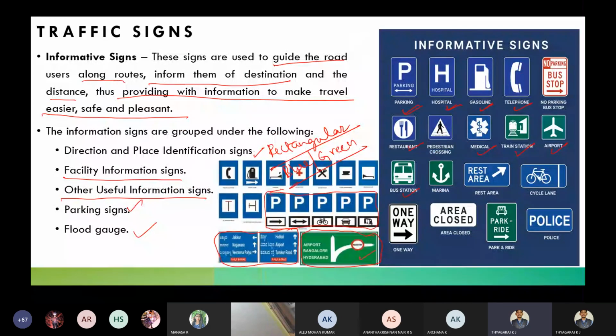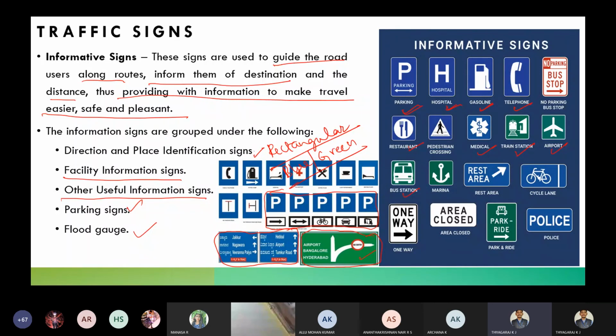These will provide information about the place and will help the road users or the driver to move the vehicle in a safe, easy and pleasant condition on the road. And these are categorized into direction and place identification, facility information like hospital, then restaurant, all those things will be indicated. Then petrol pump will be indicated. Then other useful information signs like nearby bus stops, airports, railway stations, everything will be indicated. Then parking signs, one-way parking or both sides parking, all those will be indicated. Then the flood gauge.